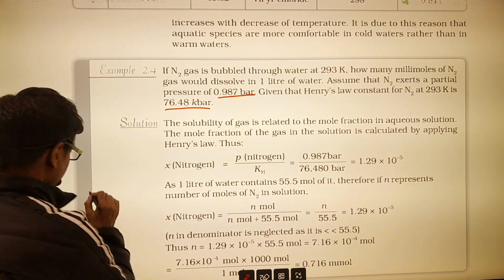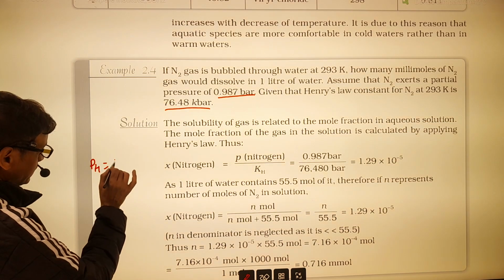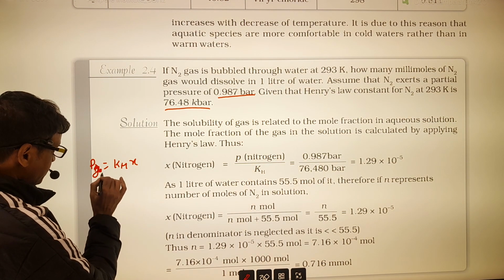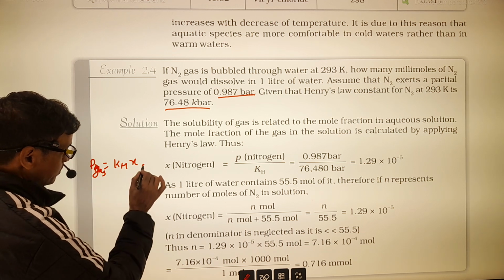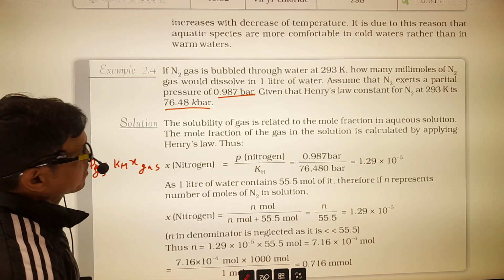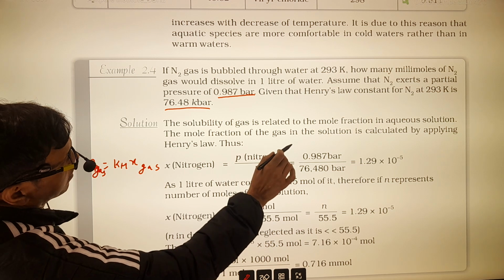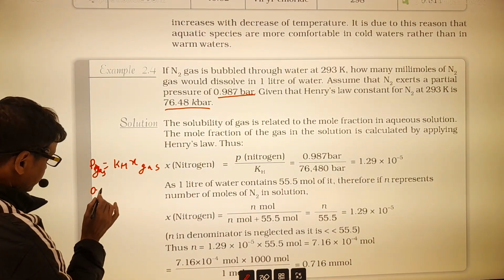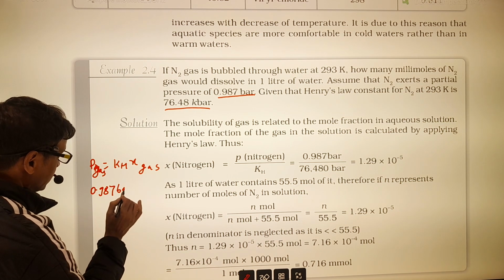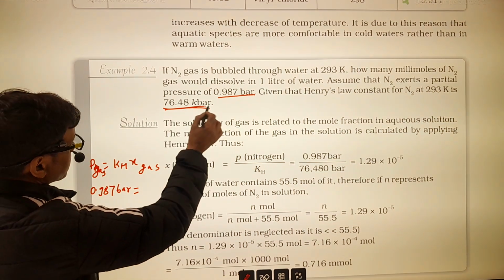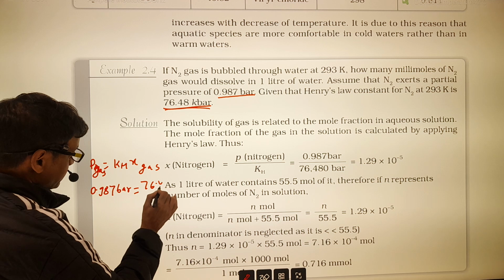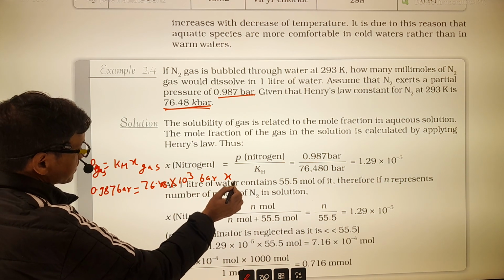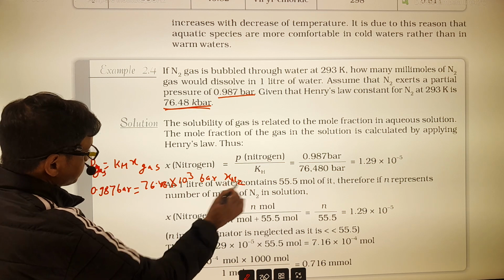So first of all, you already know p equals K_H times chi. For this gas, the partial pressure of nitrogen, 0.987 bar, will be equal to K_H, which is given as 76.48 kilobar, that is 10 power 3 bar, into the mole fraction of the nitrogen gas.